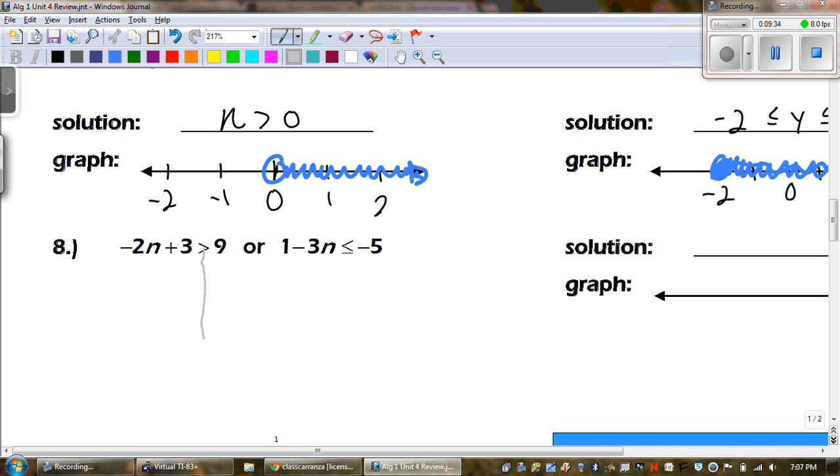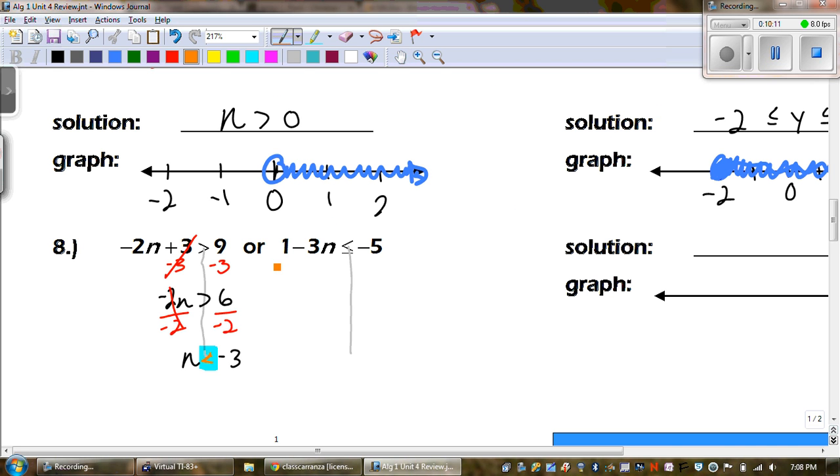Okay, with an OR graph, we're going to treat each one of these like it's its own individual problem, okay? So to solve, we're going to subtract 3 from both sides. Negative 2n is greater than 6. And to get the n by itself, we divide both sides by negative 2. 6 divided by negative 2 is negative 3, and we divided by a negative, so we have to flip that sign.